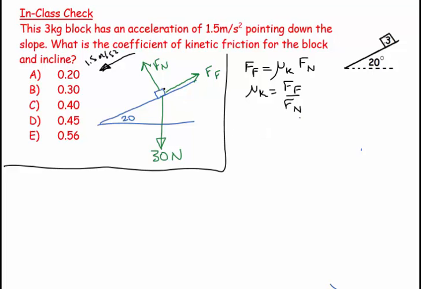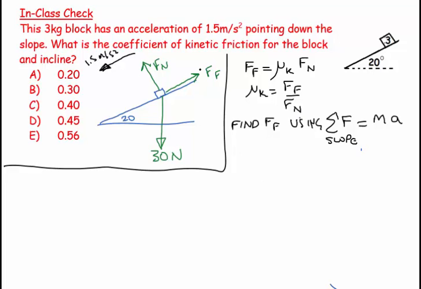The trick with a question where you have an acceleration is to determine the direction of the acceleration and then resolve your forces in that direction using the sum of the forces equals ma. So in this case, I'm going to find Ff using the sum of the forces along the slope equals, not 0 because it's not in equilibrium, it equals ma.